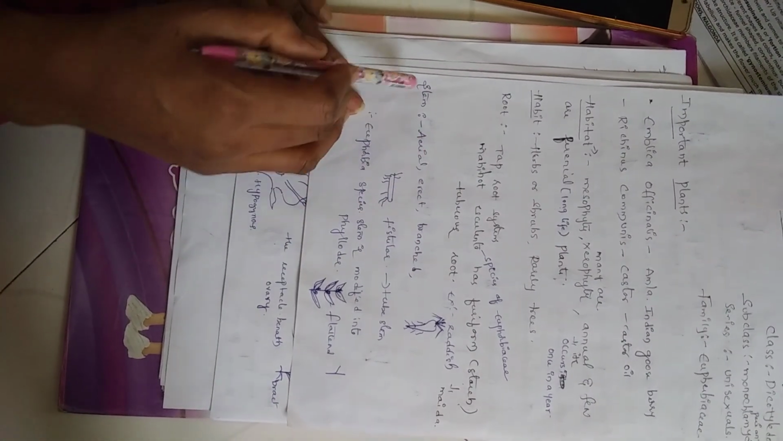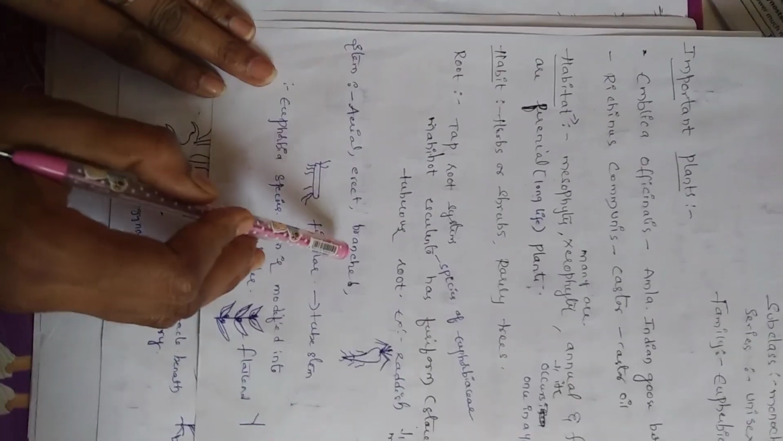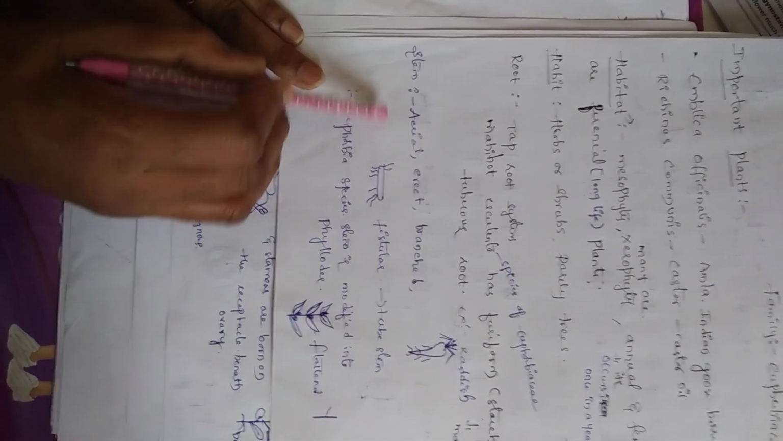Branched. Stem, that is aerial, erect and branched. These are the normal characters that can be seen in the stem.